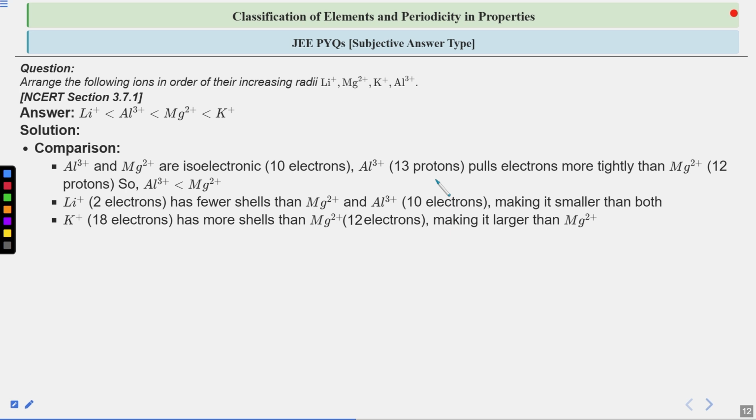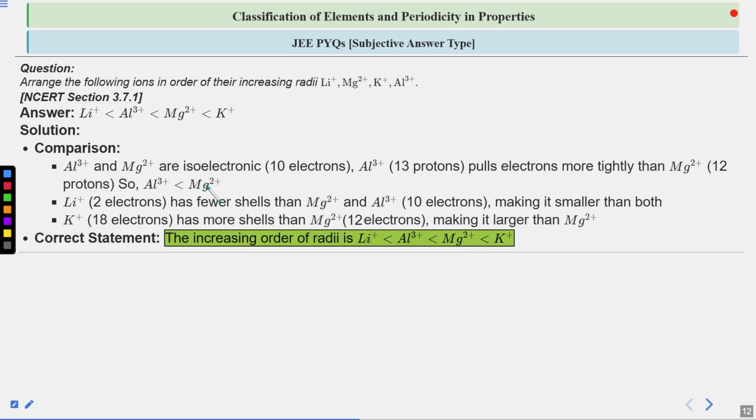Now moving on to potassium plus, it has more shells than magnesium 2 plus. So since it is greater than magnesium 2 plus, it will be the greatest of all. Now we can write the final order of the given species. Lithium plus is the smallest one, then aluminium 3 plus, magnesium 2 plus, and lastly potassium plus.